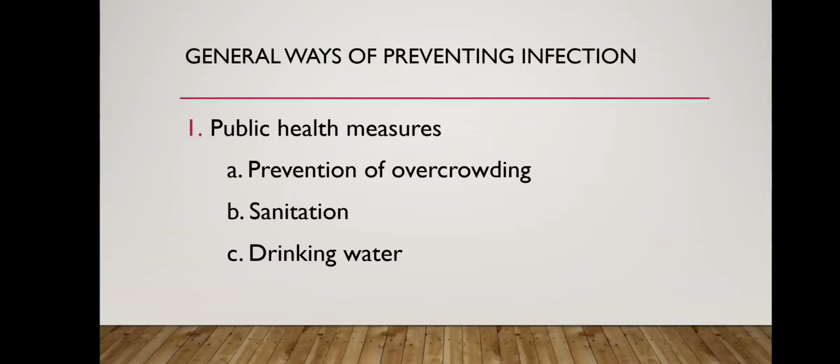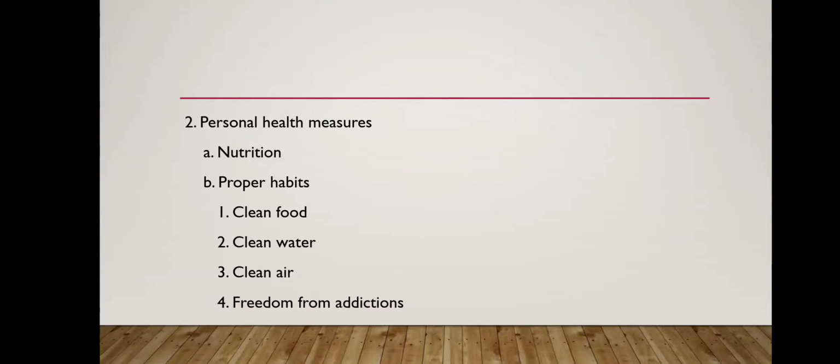Now next we have to study the principle of prevention. There are three ways of the principle of prevention. Number one is the general ways of preventing infection. In that we have studied public health measures, including prevention of overcrowding, sanitation, and drinking water. We discussed these in the last class.